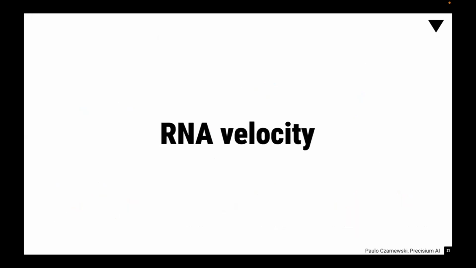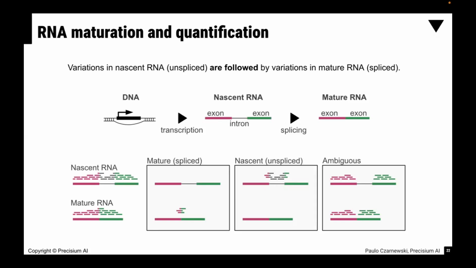And that comes now to another method, and this is actually one of the coolest methods in terms of trajectory that there is. This is called RNA velocity. So what is RNA velocity and what is it based on? Let's step back onto the RNA dogma. Here I'm showing the RNA maturation and how we quantify that in single cell RNA sequencing.